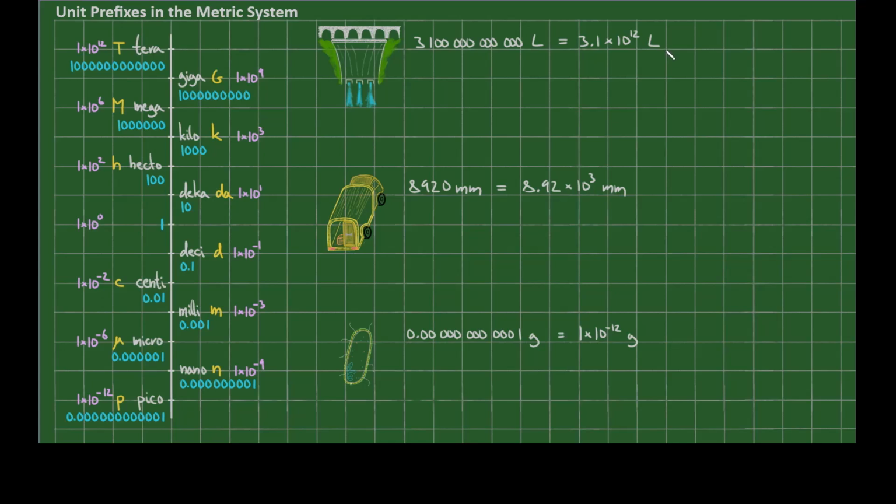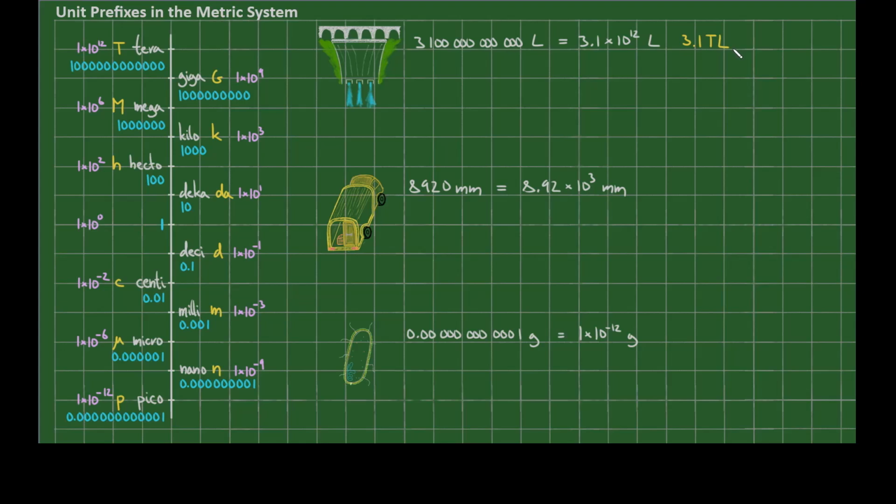If I use the prefixes, more specifically if I use the correct prefixes, I get to a value that is much easier to handle. The value trillion is represented by the prefix tera, and so 3,100,000,000,000 can be represented as 3.1 teraliters.